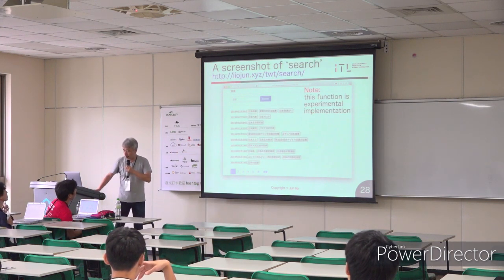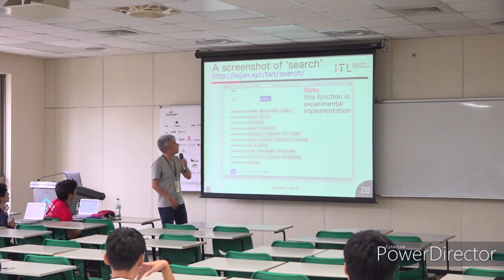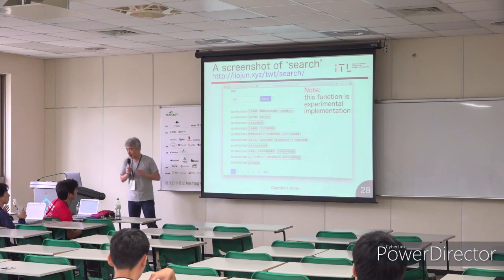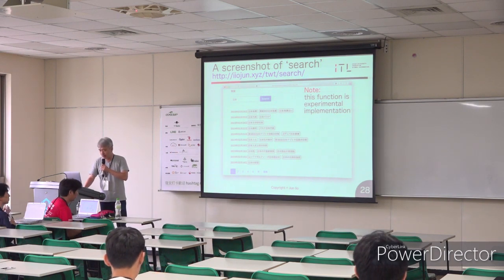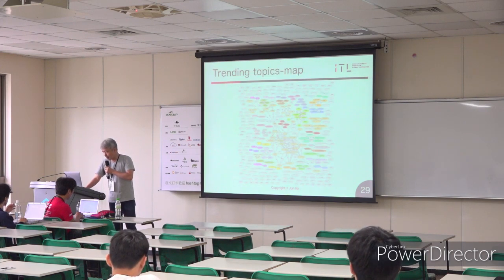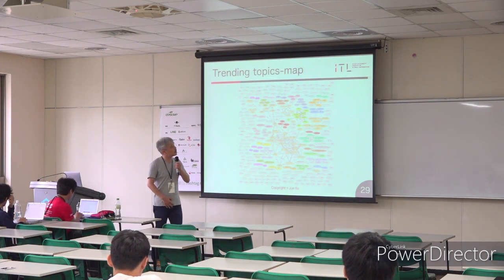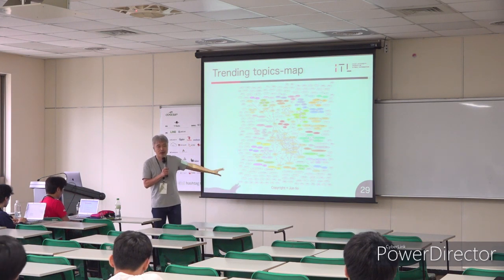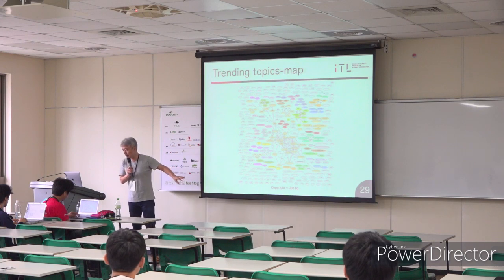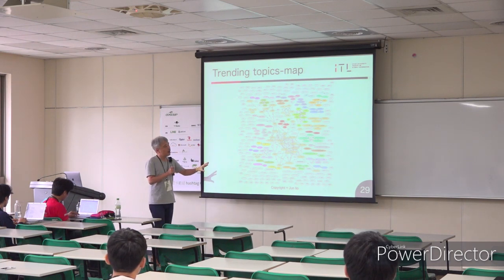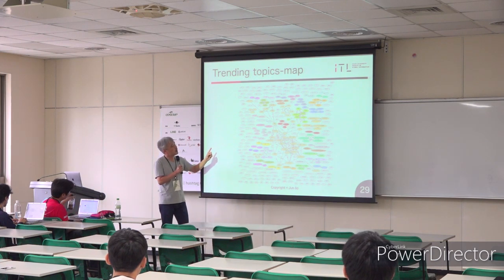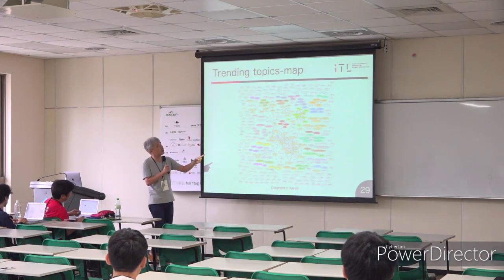Of course, we also provide a search function, but the search function is implemented experimentally right now. The second visualization is the trending topic map. The trending topic map shows clusters of trending topics like this. This is an example of a trending topic map.